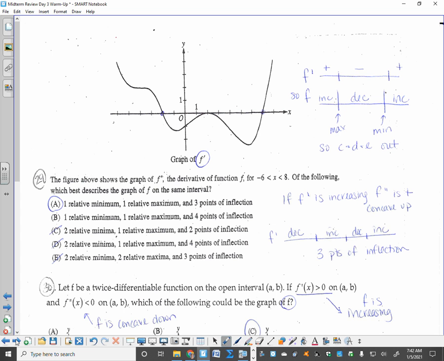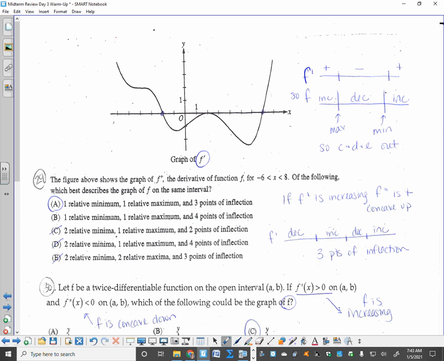All right, 29. The figure above shows the graph of f prime, the derivative. Which of the following best describes the graph of f? Okay, so again, this is f prime.